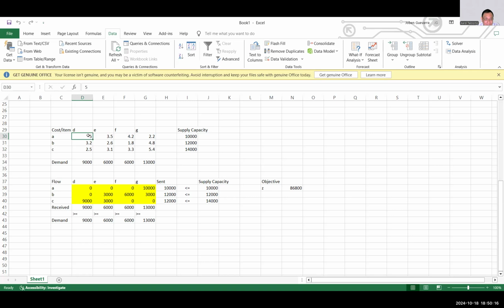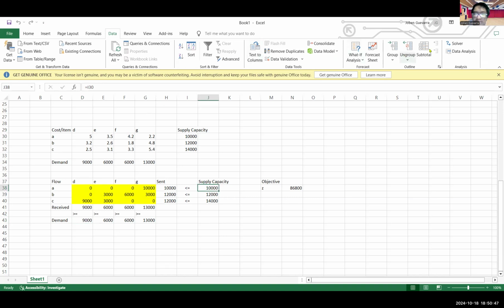The cost per item and the demand and supply. And here, at first, sir, this was started just like what you said, sir. Just put zeros in here, sir. After that, we put the constraints here, sir. The receive should be greater than or equal to the demand. Then the sent should be less than or equal to the supply.